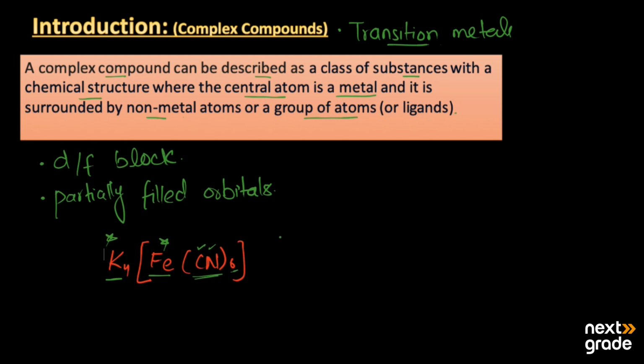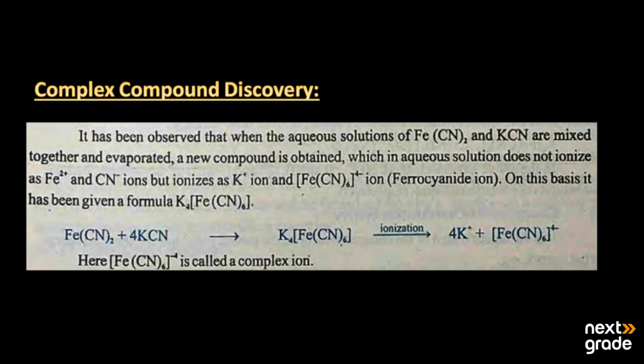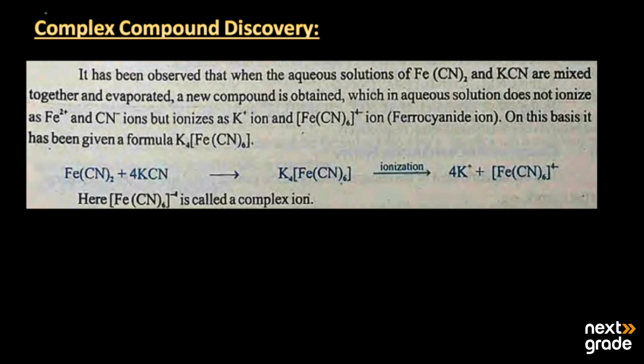Now, how were the complex compounds first known? We must have a look at their discovery. It has been observed that when the aqueous solutions of iron cyanide, Fe(CN)2, and potassium cyanide are mixed together and allowed to evaporate, a new compound is obtained. Now, what type of compound is obtained? It does not ionize in aqueous solution. It means when we add water, it does not get ionized.